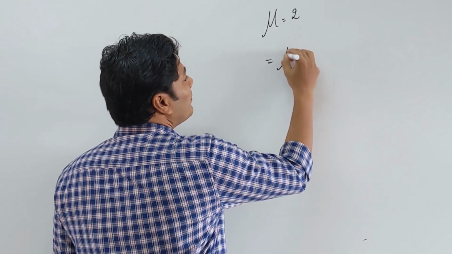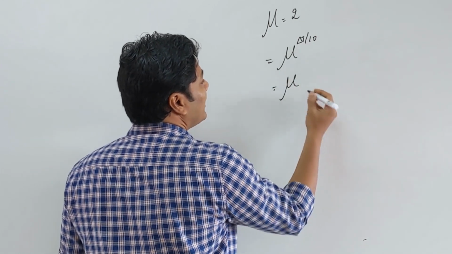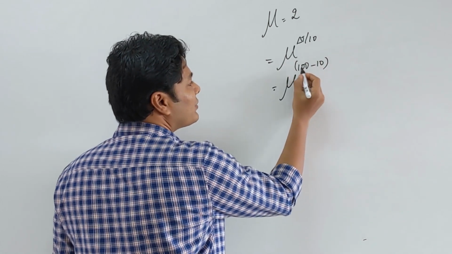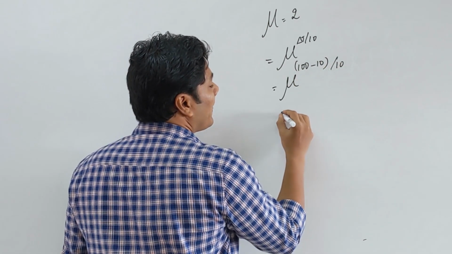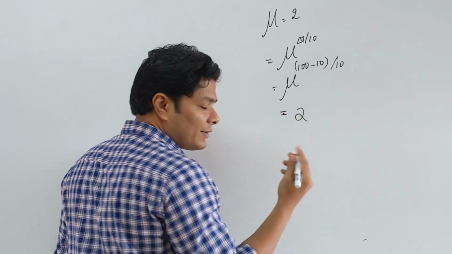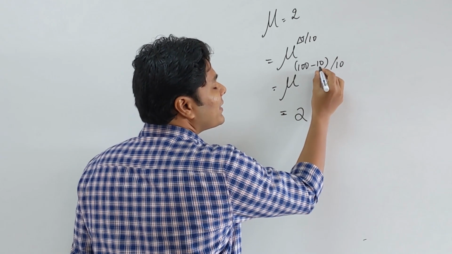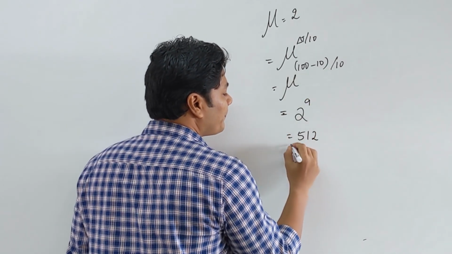Basically you are going to do mu to the power delta T by 10. Delta T is nothing but 100 minus 10, so you went from 10 degrees to 100 degrees, divided by 10. Mu is 2 because the reaction doubles. They have given you it doubles, so 2 to the power 90 by 10 is 9, 2 to the power 9, which is 512.